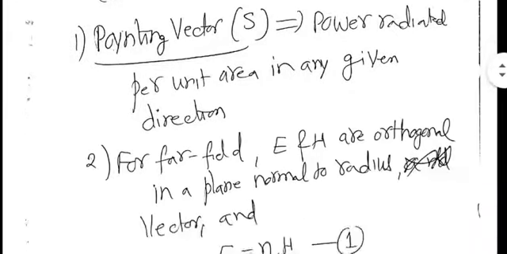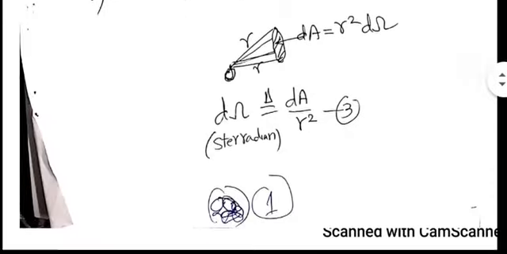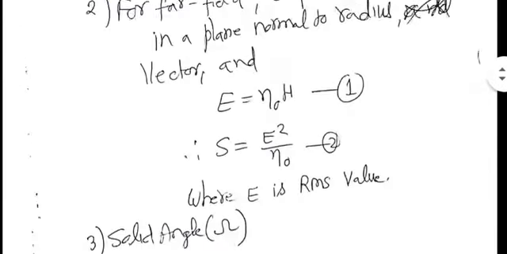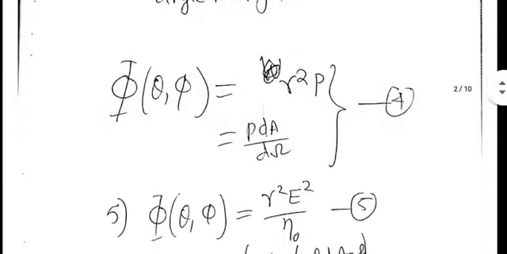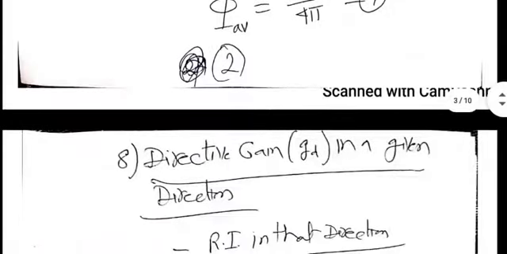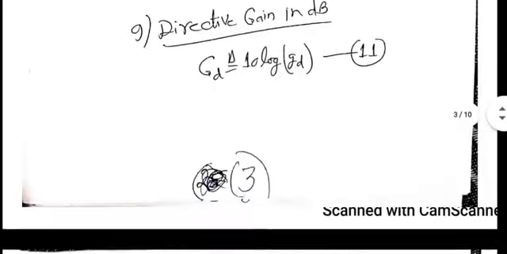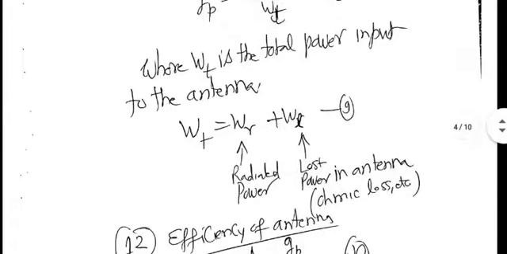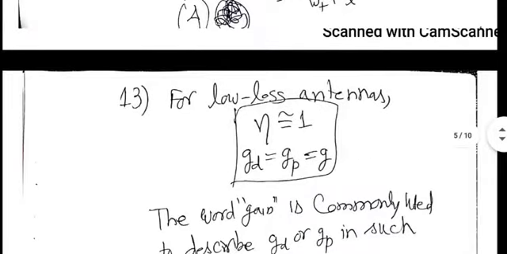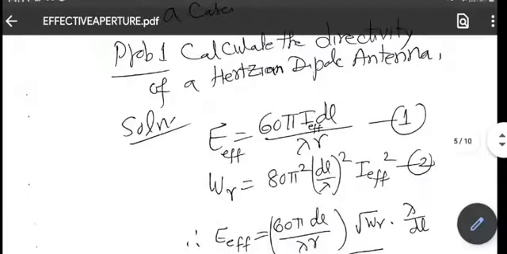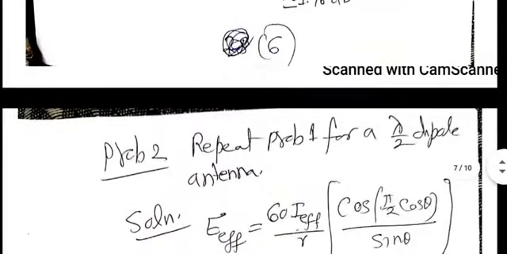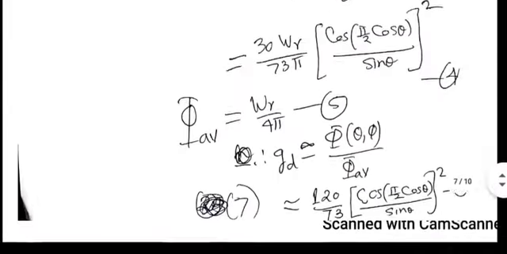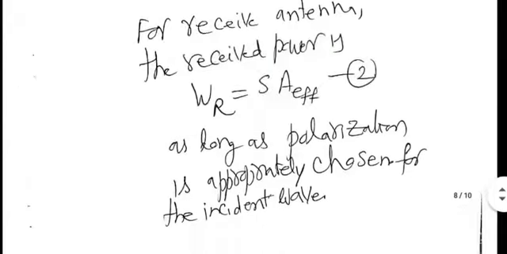Okay, these things are probably known to you already from the other document. Radiation intensity, I have already told you what it is. Things are repeated here. These derivations are done in the previous document also. I've got two different documents for the same thing. But here I am including the concept of effective area, which was not there in the previous document.